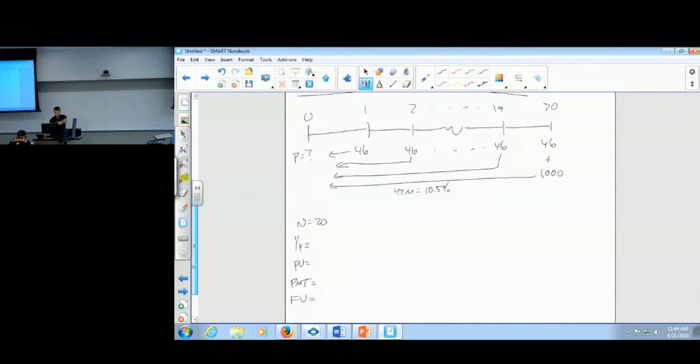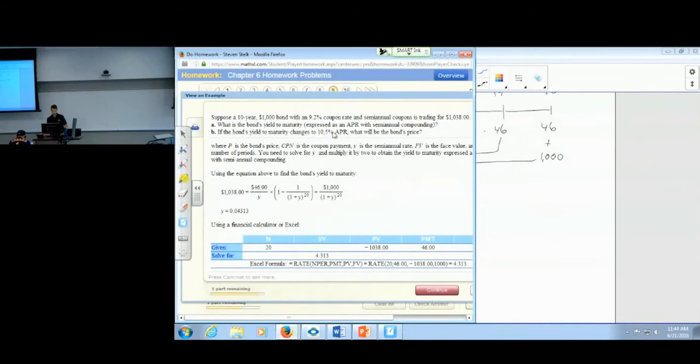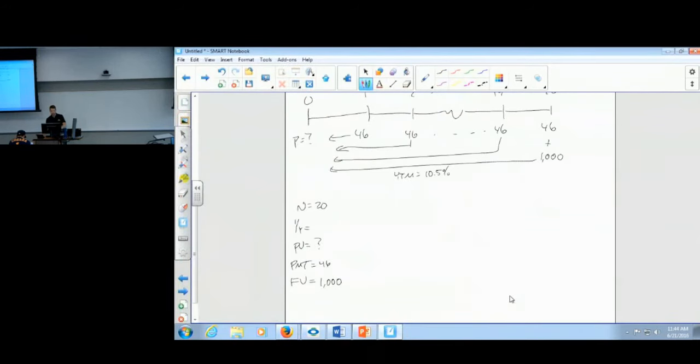Okay, so if we're plugging this in, N is still 20. I'm going to leave price blank for a second. Price is what we're looking for. Payment's still 46, and future value is still 1,000. I'm going to leave this as the perspective of my pocket, so I'm going to enter payment and future value positive. All right, the I over Y we need to talk about for just a second. And let me look and make sure it really is 10.5. Yeah, 10.5, okay. All right, so the yield to maturity expressed as an APR is 10.5%, right? So that's my annual percentage rate. I've got a semi-annual bond, 6-month periods. Can I plug in an APR to I over Y?